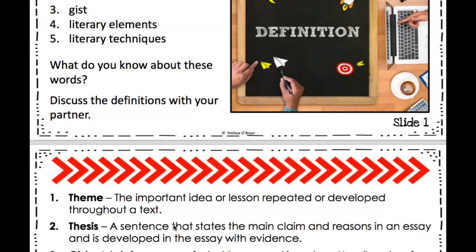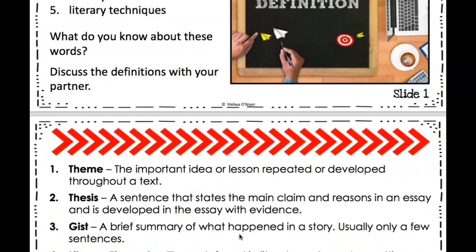All right, so thesis. A thesis is a sentence that states the main claim in an essay and is developed in the essay with evidence. If you remember, in our opinion writing, we created a thesis: chocolate ice cream is the best ice cream for everyone to have. That would be my thesis statement. Or, all students should be allowed to have a cell phone in school. And remember, with the thesis statement, we did not give out all of our reasons, because our paragraphs supported that. Each one of these we're going to get into when we're doing literary essay.